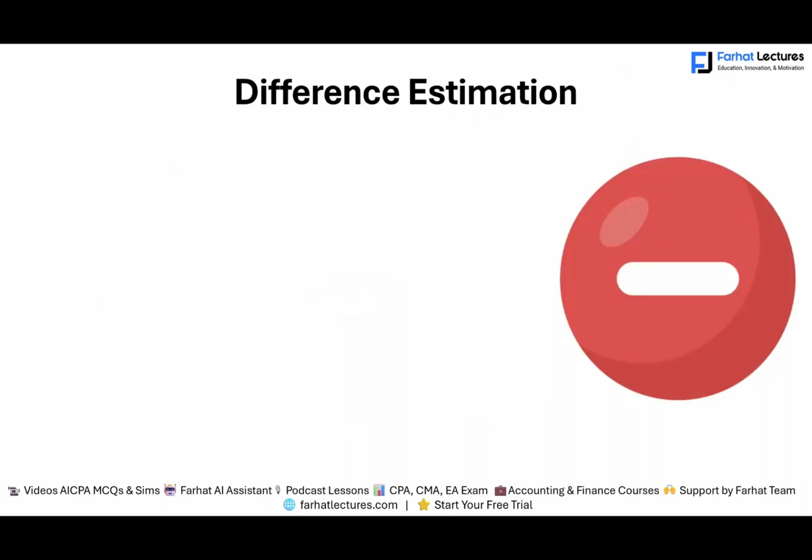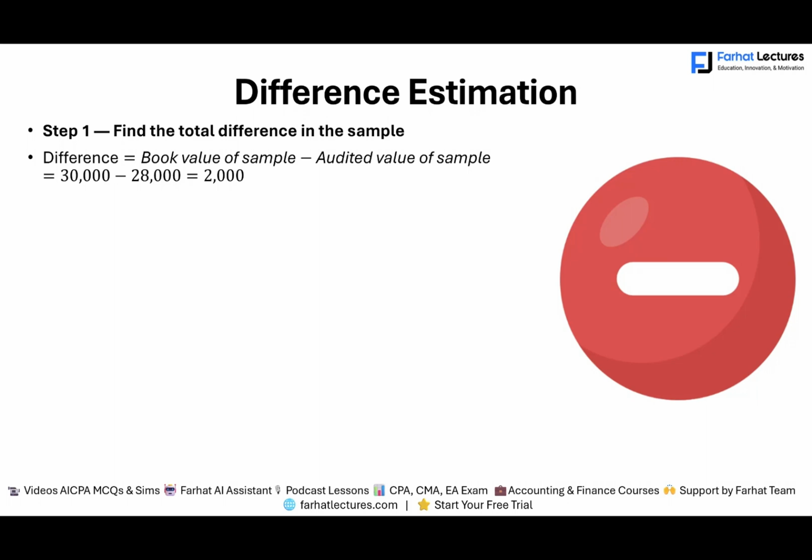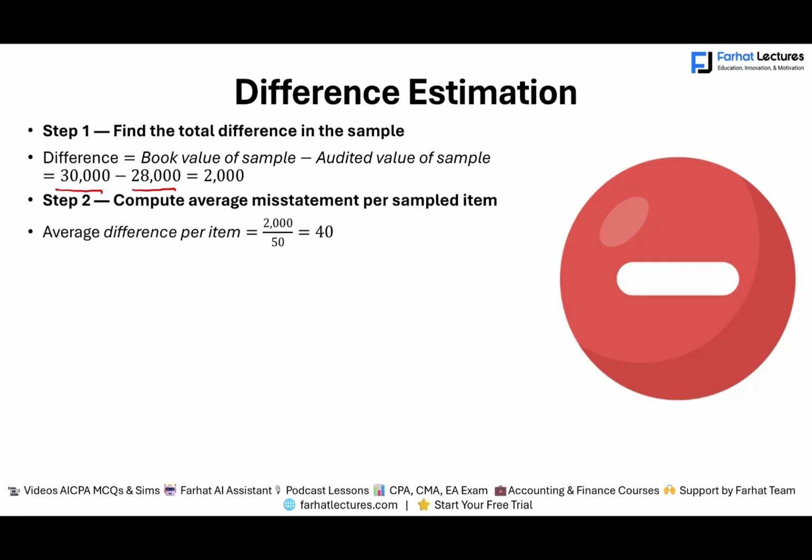We could also use difference estimation, which is to find the total difference in the sample. The sample that we sampled, the 30,000 book value, we found out it's worth 28,000. We found $2,000 of difference. What do we do with this $2,000? We are going to spread this error over the items selected. We selected 50 items. Therefore, on average, each item is overstated by $40.